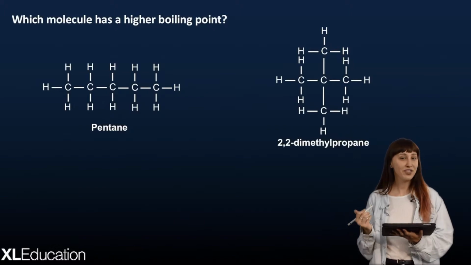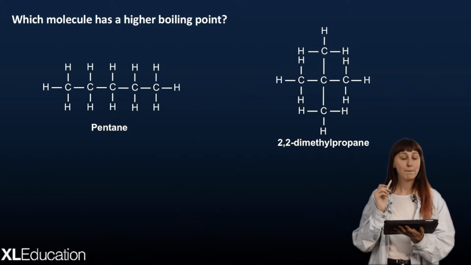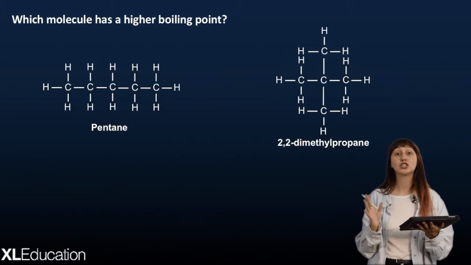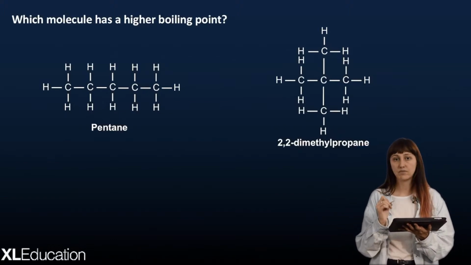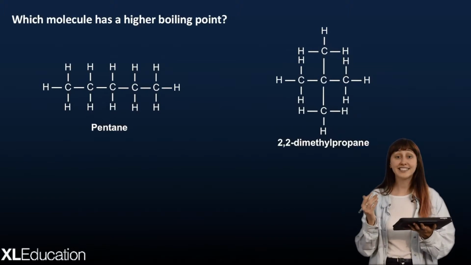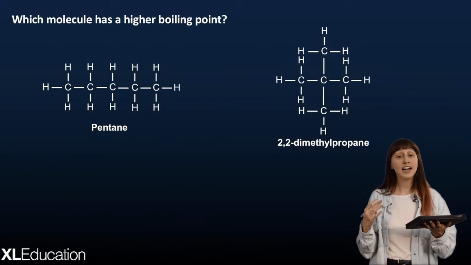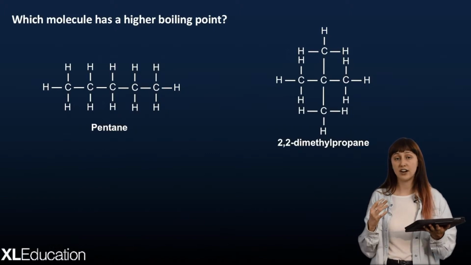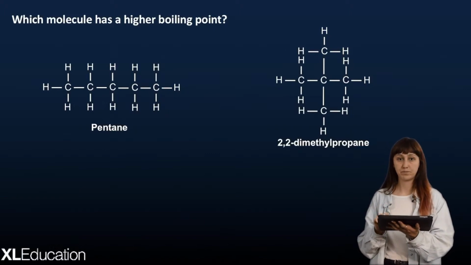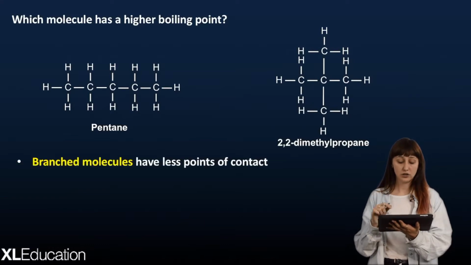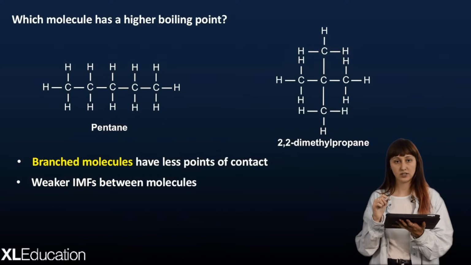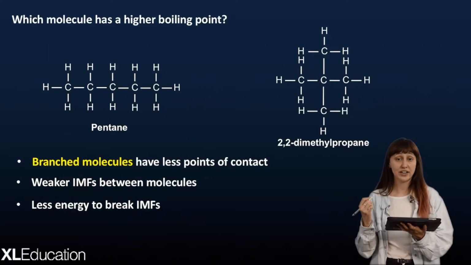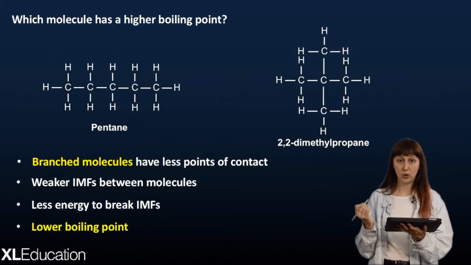Pentane and 2,2-dimethylpropane. Well, they both have 5 carbons, but pentane is a linear molecule, so it's stretched out, whereas 2,2-dimethylpropane is a branched molecule, so it's scrunched up. Let's think of a piece of paper. A flat piece of paper has a larger surface area than a crumpled up piece of paper. So, branched molecules will have fewer points of contact, therefore having weaker intermolecular forces, requiring less strength to break these interactions, having a lower boiling point.